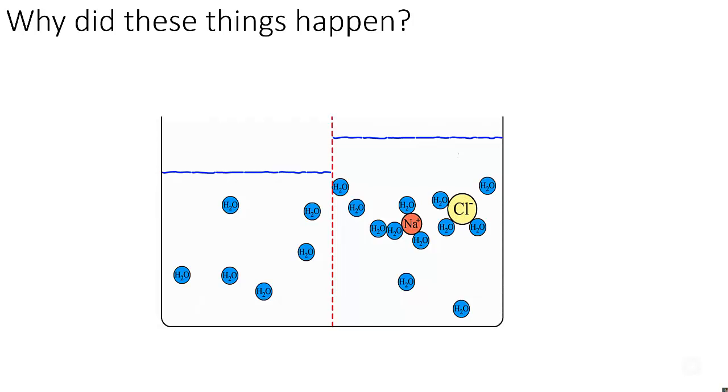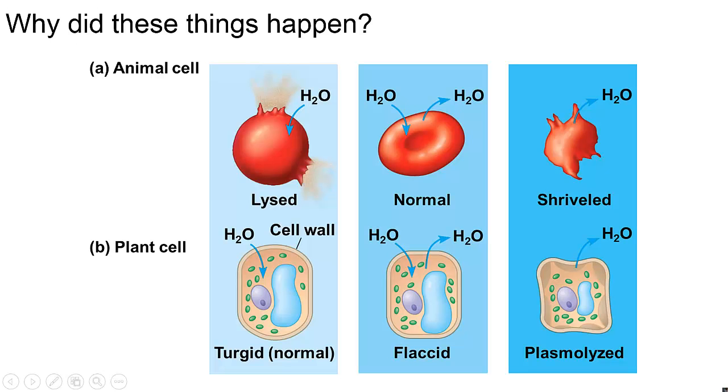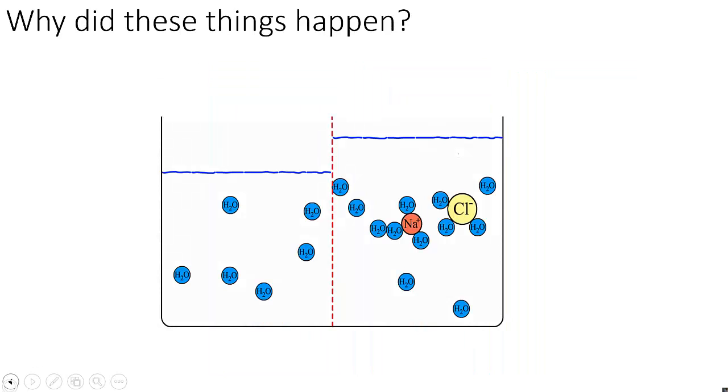The harder question is why did these things happen? We can talk about what we saw, that some were squishy, some weren't. But why did those things happen in the potatoes? Well, it has to do with membranes, right? Membranes. And remember, membranes are just layers, or kind of like walls. They separate things in our bodies and in cells.